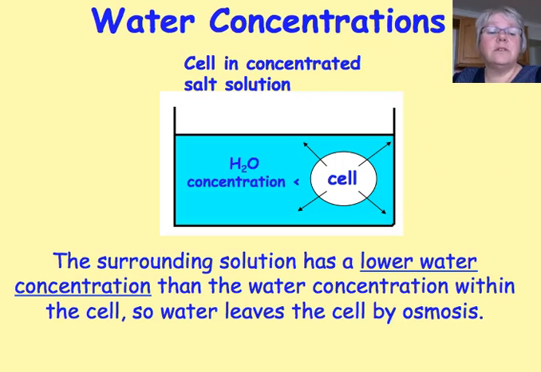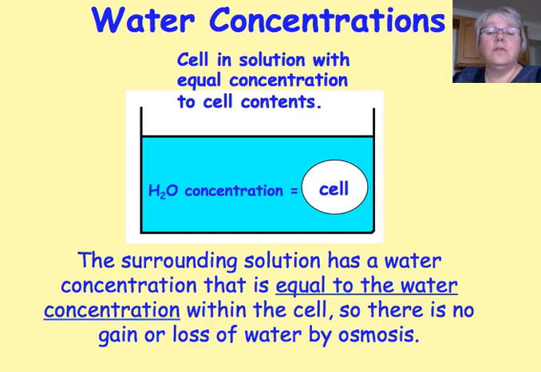If, on the other hand, you've got a situation where you've got equal water concentration inside the cell and outside the cell, so the surrounding solution has got a water concentration equal to in the cell, then you don't get any net gain or loss of water by osmosis. Now, sometimes people sort of think of it that the water isn't moving either one way or the other. You do get movement of water back and forward, but that movement of water will be equal, so you don't get any net gain or any net loss.